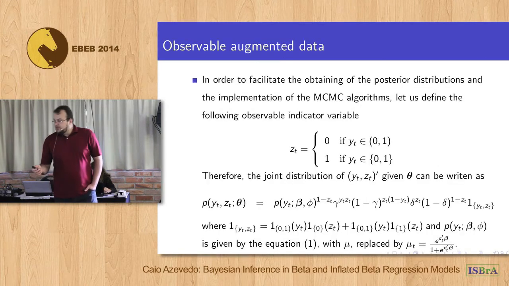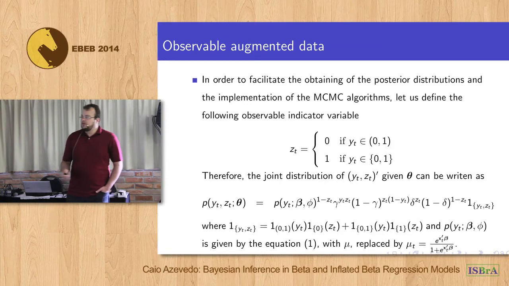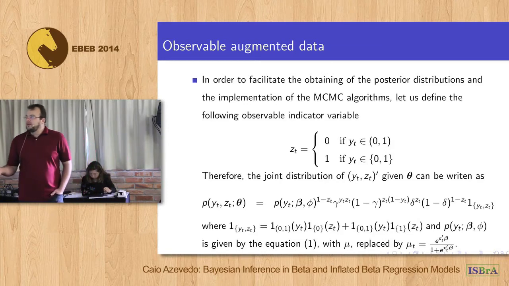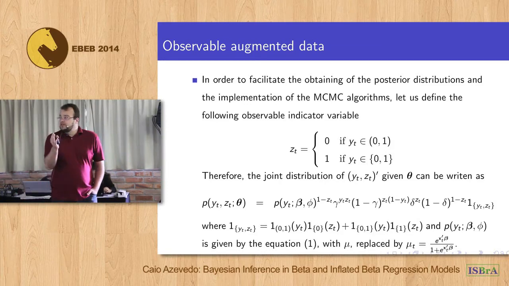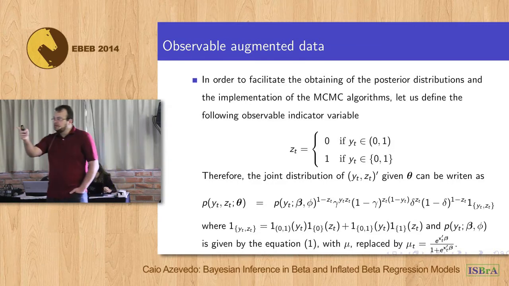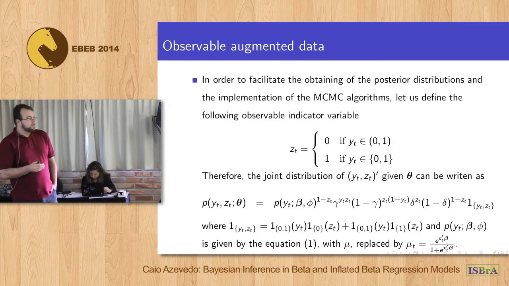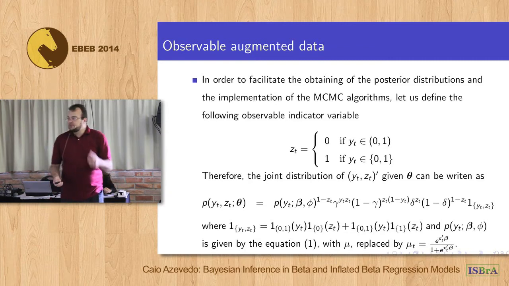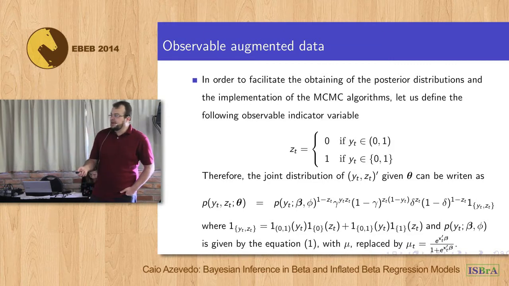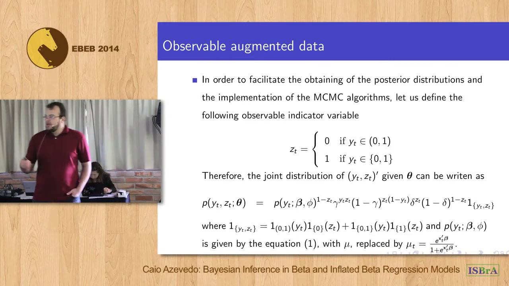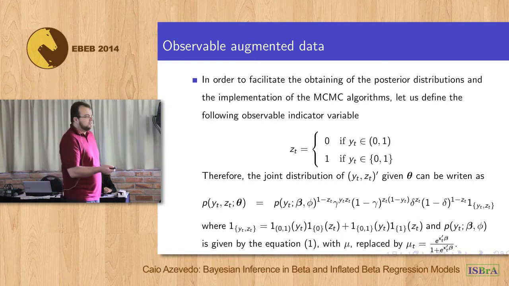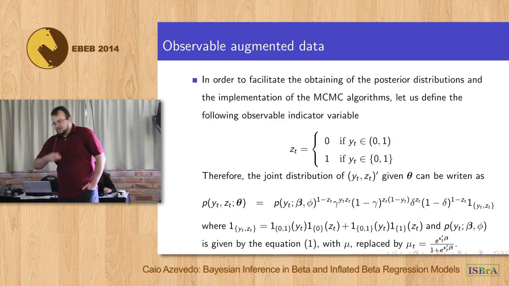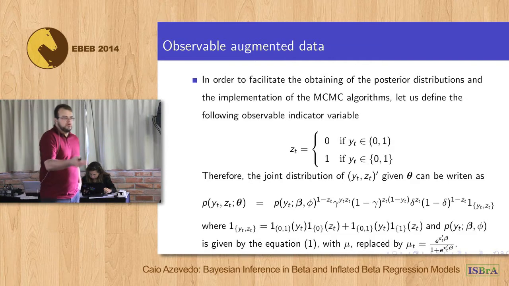And in this work we denote it hereby a Z_t variable, assuming 0 if the observation comes from the beta distribution, and assuming 1 if the observation comes from the Bernoulli distribution. So it's not so hard to show that the likelihood for one observation can be written like that. And it's very useful to write it like that because, for example, we can implement an MCMC algorithm, for example, by using ISBrA in a more straightforward way.